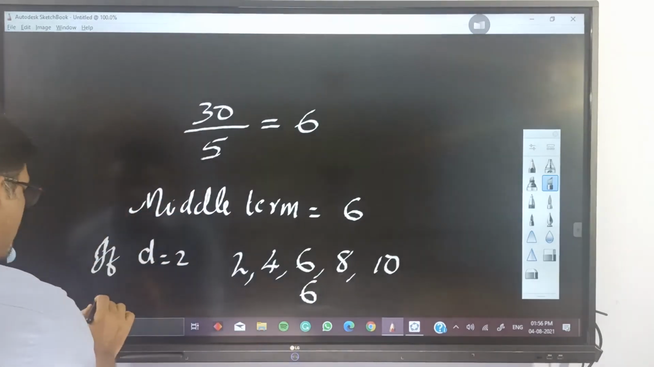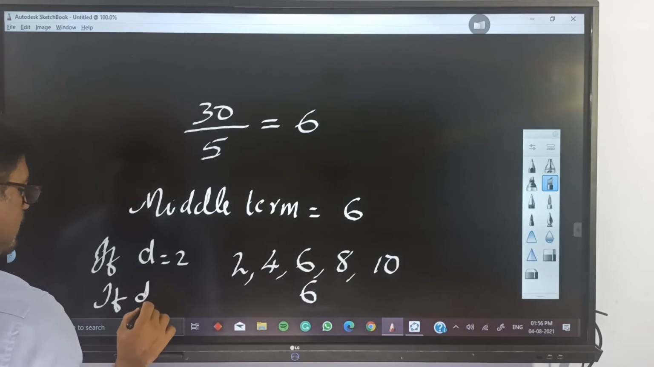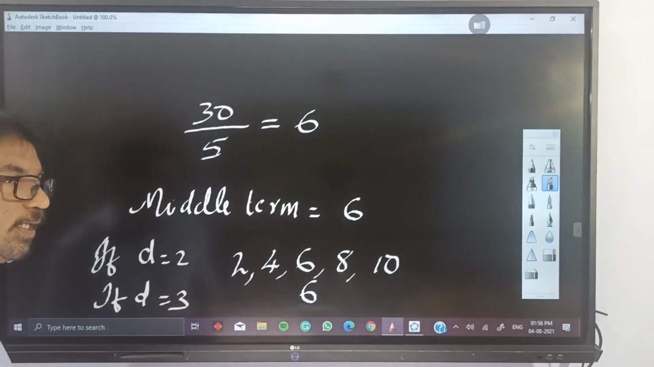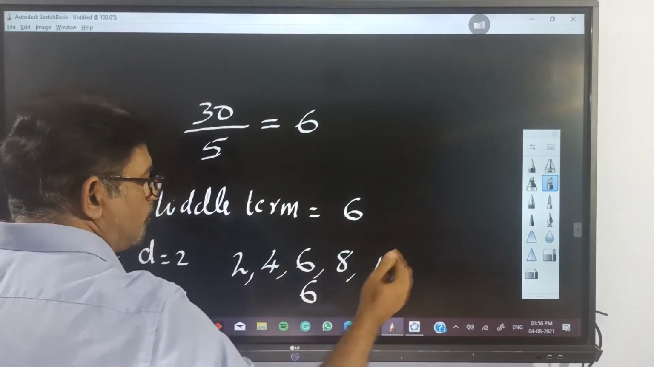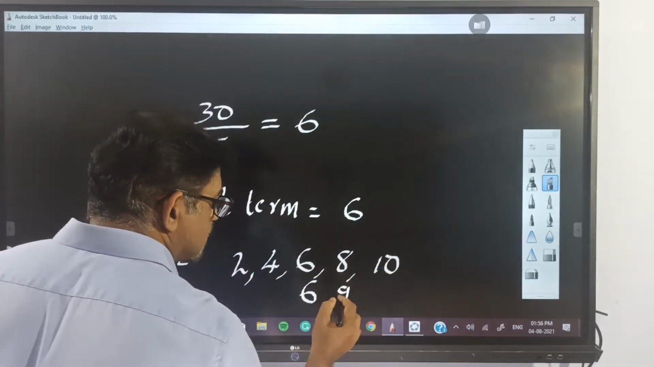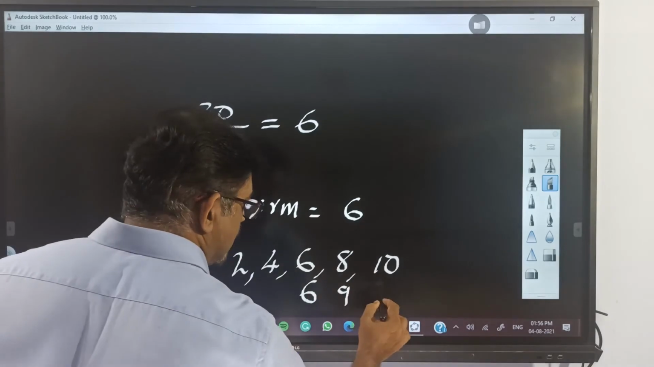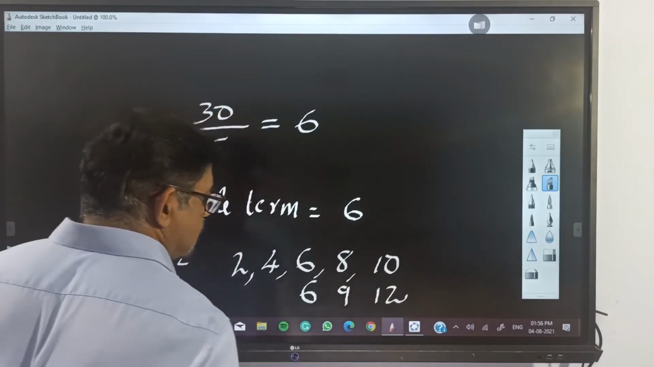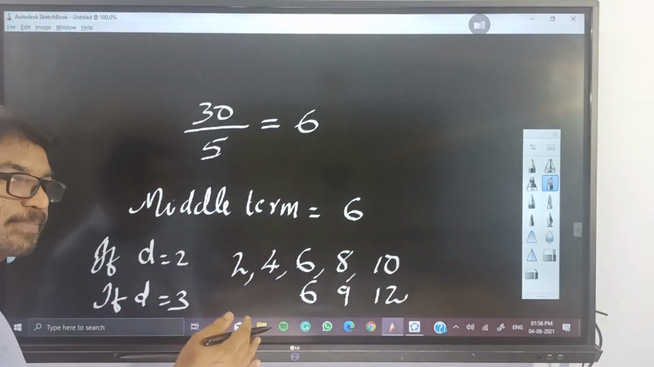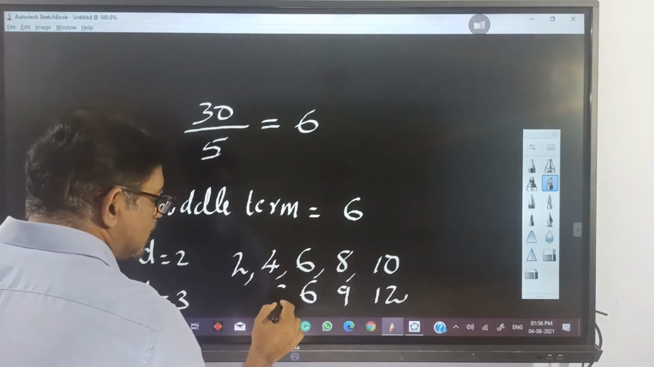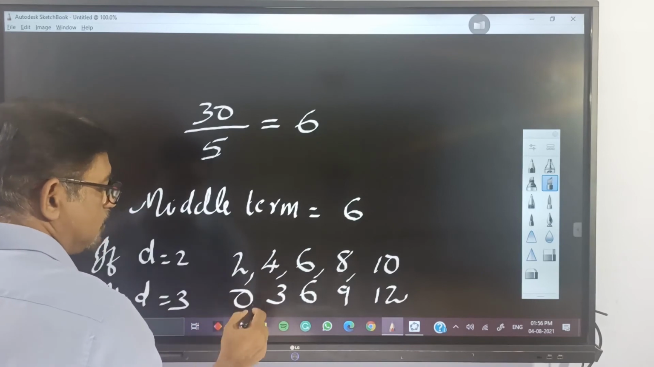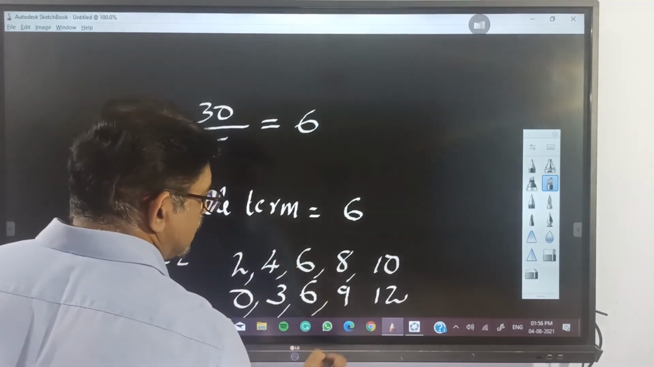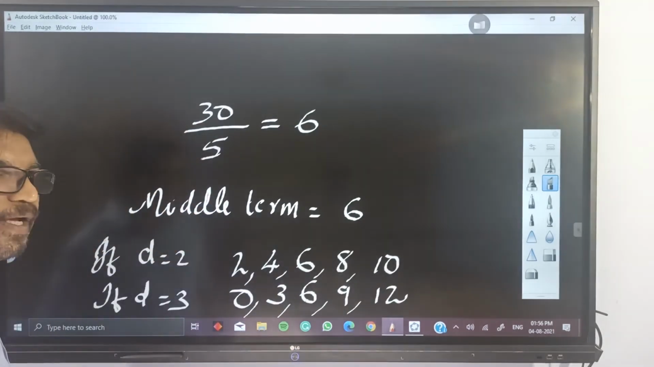Okay, so we have to change d. If d is equal to 3, you can choose 3 as the common difference. Therefore, we can move forward by adding 3. So this is 3 more than 6, which is 9, and 3 more than this 9 would be 12. And we have to move back by subtracting 3. So this is 3 less than 6, which is 3, and subtracting the same 3 from 3, it will be 0. Therefore, 0, 3, 6, 9, 12. These are the 5 terms of the sequence.